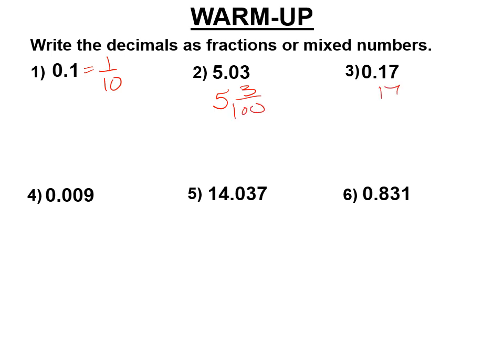And then we have 17/100ths, right? Because all of these, we don't care about these leading zeros. One place over tenths, two places over hundredths. So this is 9 thousandths. Those are all fractions. Now we're making mixed numbers.